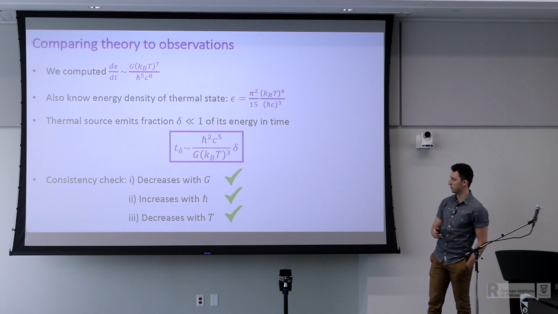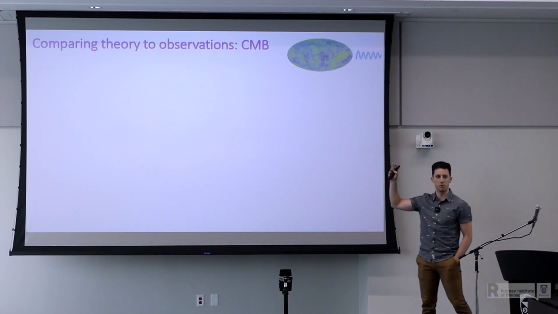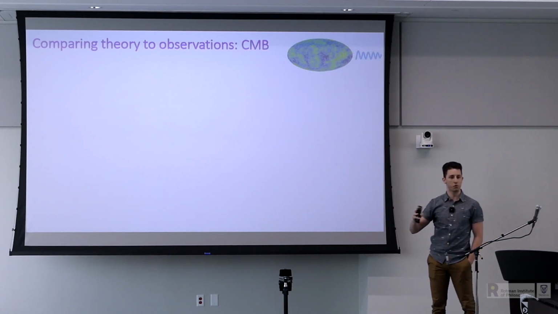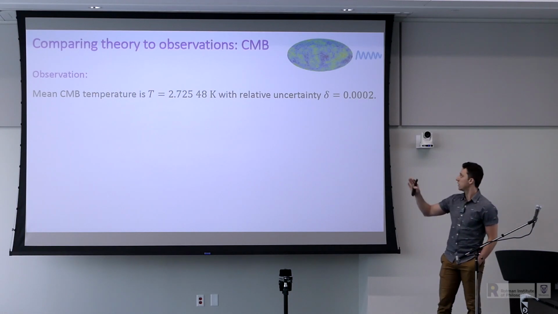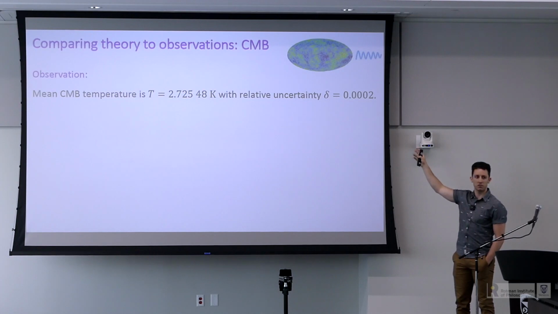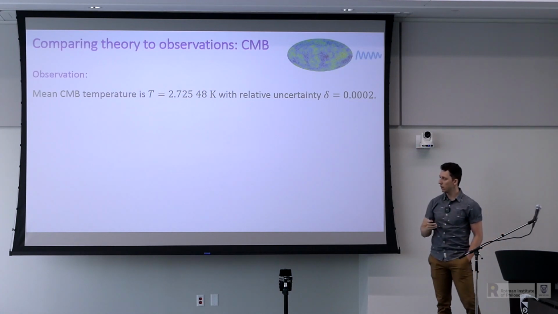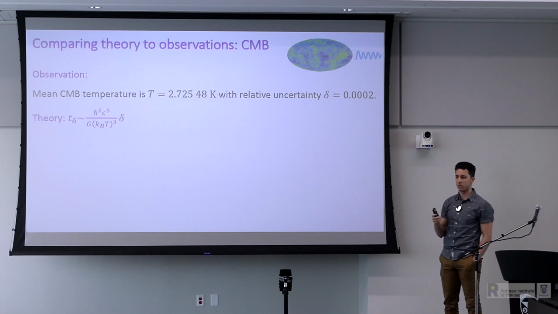And now let's compare it to observations. So first, let's consider the CMB. Remember, CMB is an example of a thermal object that exists in the universe. Our observation is that the CMB temperature is roughly 2.7 Kelvin with a relative uncertainty of 2 parts in 10,000. Our theory allows us to compute how long it would take for the CMB to emit that small fraction of its energy.